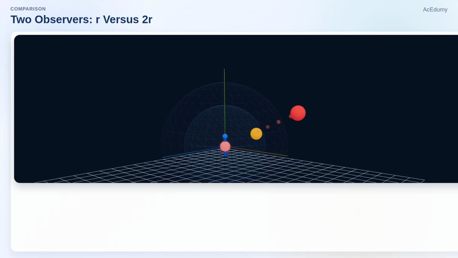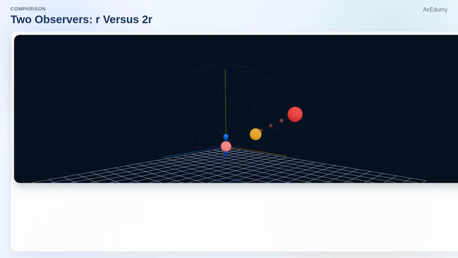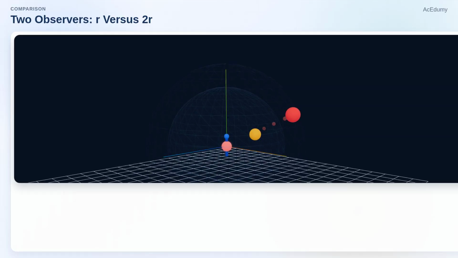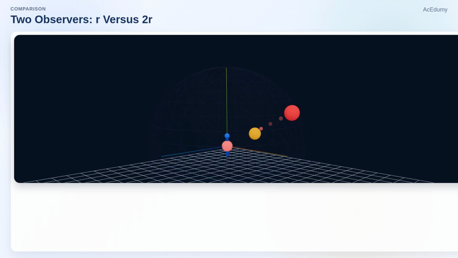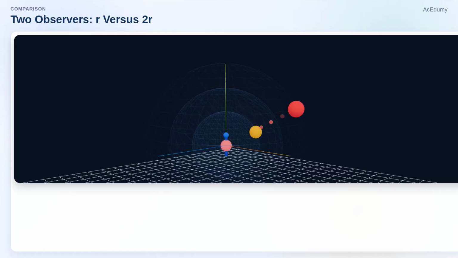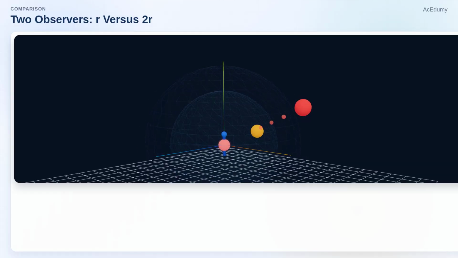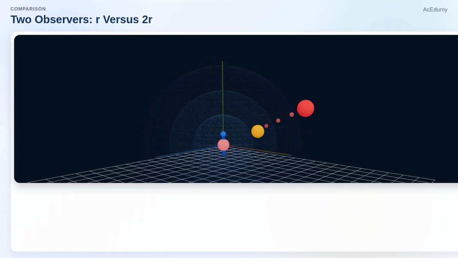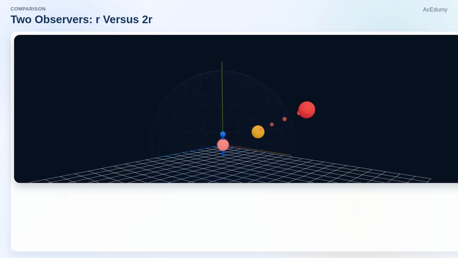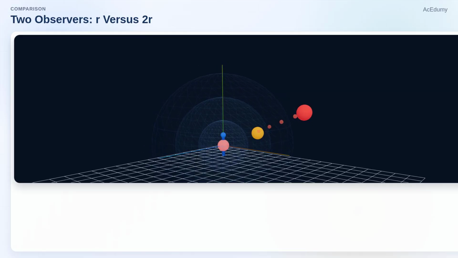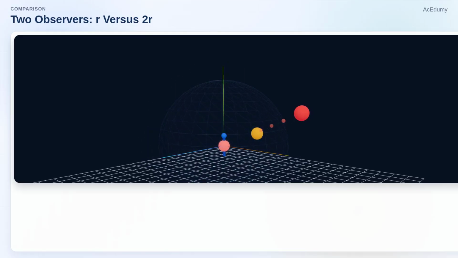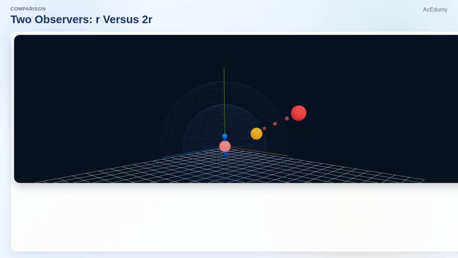Now compare two observers. If one observer is at distance r and another is at distance 2r, the second observer does not receive the same field. Its amplitude is cut in half by the 1 over r factor, and its phase is delayed by an extra kr in the exponential term. So even this toy example already shows the two key ideas, decay and phase progression.